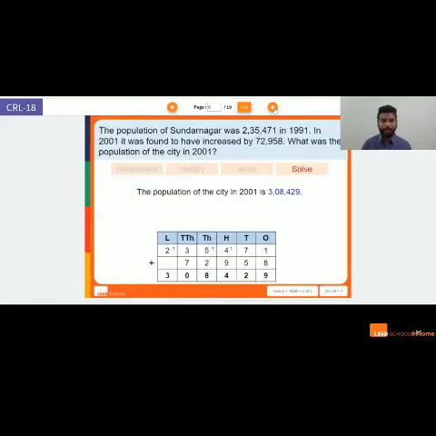Okay. Now the population of the city in 2001 is 3,08,429. They've added the population of 1991 and the increase, so they got the new population of Sundarnagar.